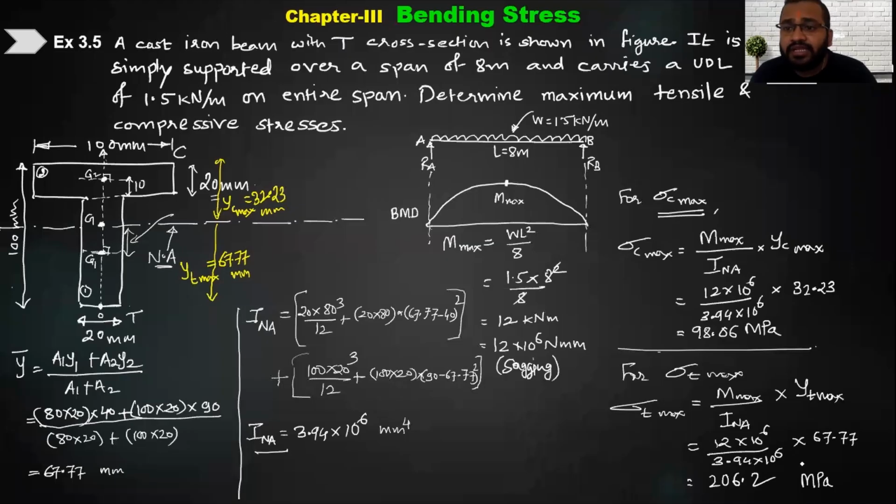What is left out is the bending stress distribution. Whether it is asked in the exam or not, you have to draw it across the cross section. So how will we draw the bending stress distribution across the cross section? This is my cross section. I draw its maximum fibers here, right?